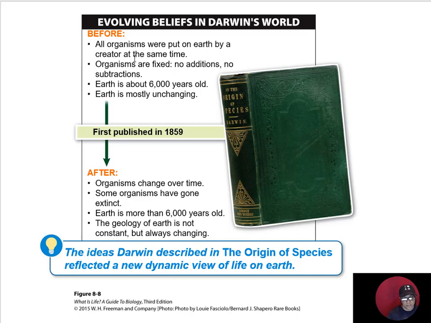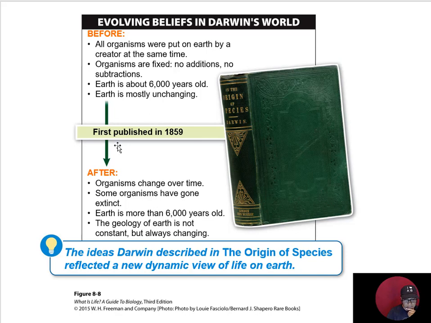So before Darwin's theory of evolution, mankind thought that all organisms were put on Earth by a creator all at the same time. Poof, they all appeared. They were all there at the same time. And they thought that organisms are all fixed. There are no additions. There are no new organisms. There are no subtractions. They didn't think there was extinction at all. They thought the Earth was about 6,000 years old, and they thought the Earth was mostly unchanging.